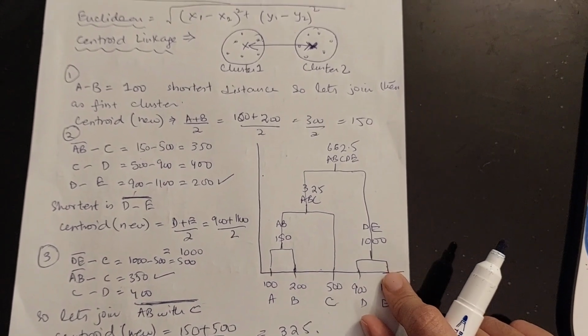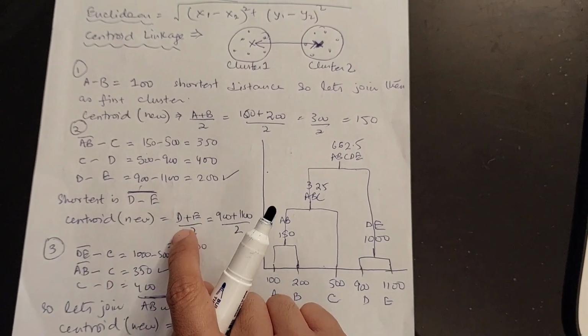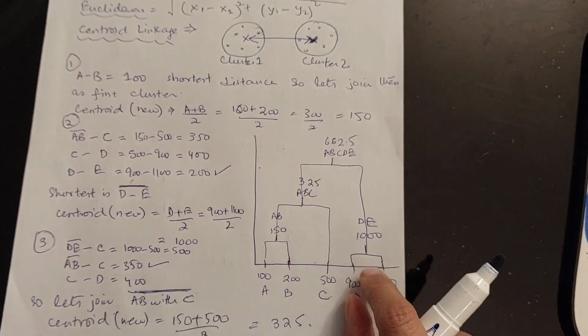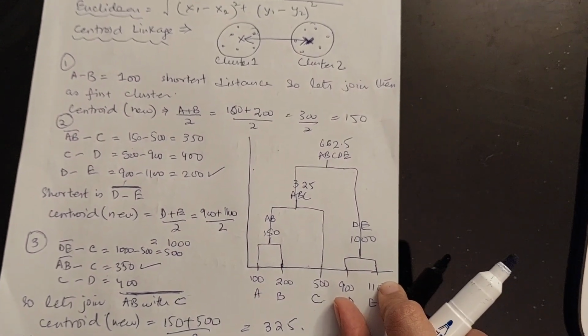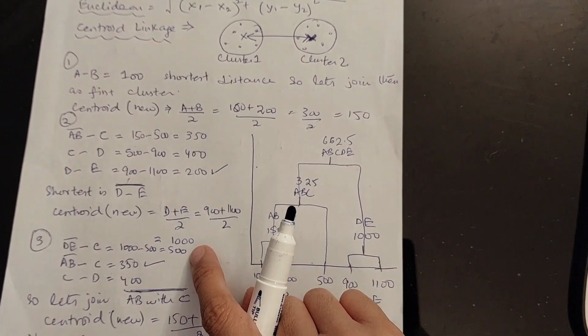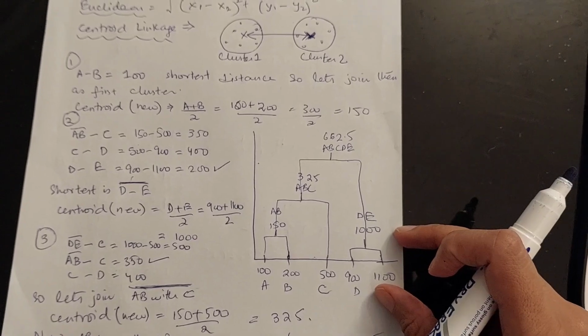So now what we have to do is find the centroid for these two data points. D and E will be added and divided by 2. So 900 and 1100 will be added and divided by 2, which gives me the answer equal to 1000. So this is the new centroid.